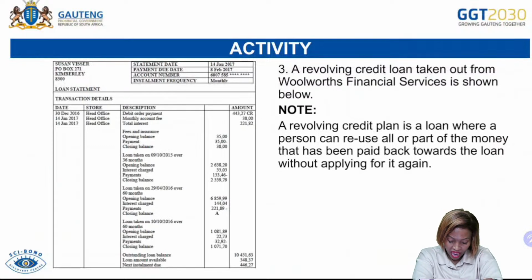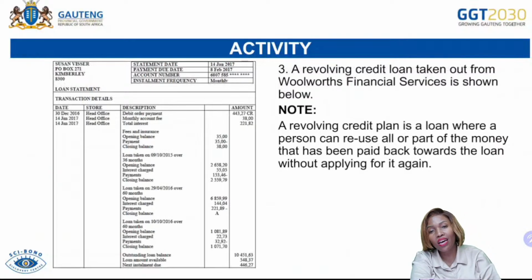Number 3, a revolving credit loan taken out from Woolworths Financial Services is shown. Note, a revolving credit plan is a loan where a person can reuse all or part of the money that has been paid back towards the loan without applying for it again. So they give you the money, you use it, and then you make a payment, and next month they load more money again. So you don't even have to apply for the loan. The loan is always there. Whenever you need it, you just take it.